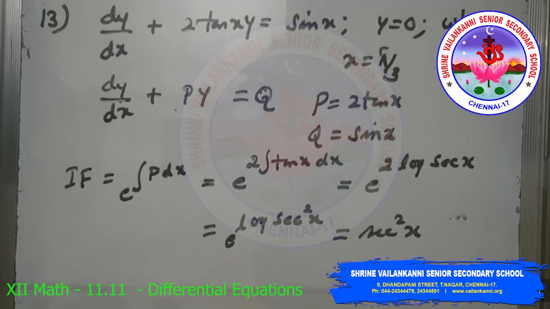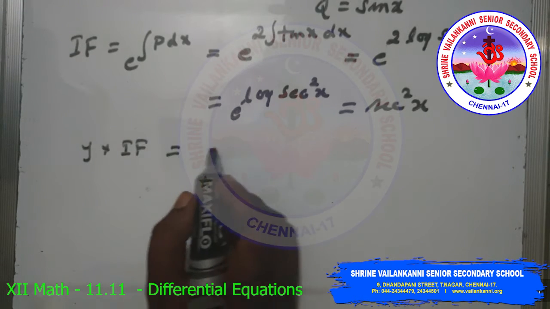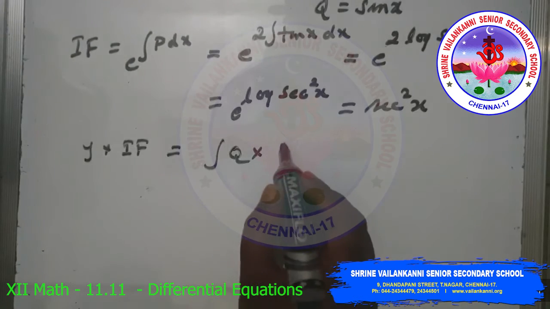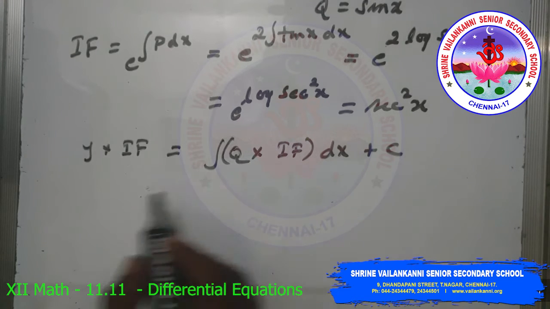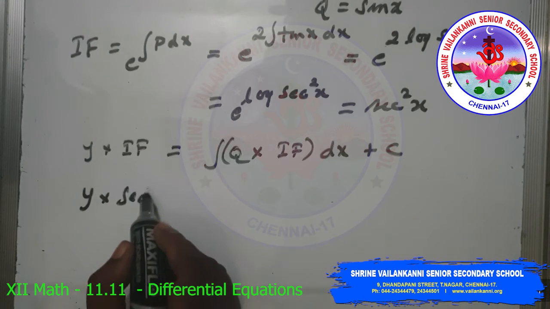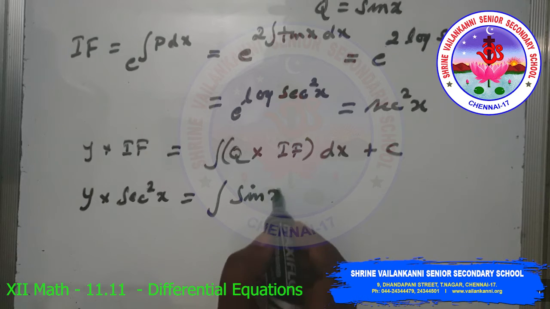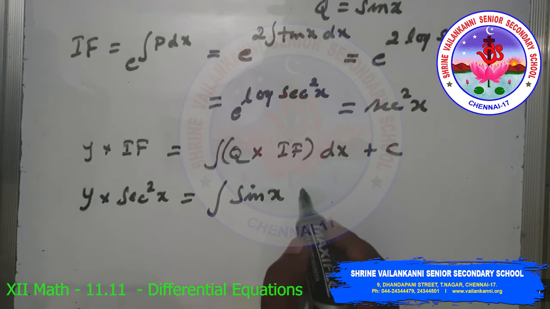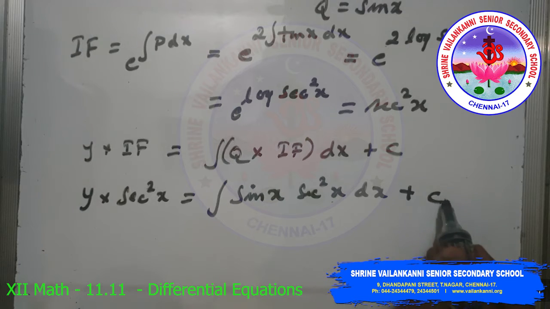Then third step, we have to find the required solution of the given differential equation, which is y into IF equals integral of Q into IF dx plus c. So y into secant square x equals integral of sin x into secant square x dx plus c.